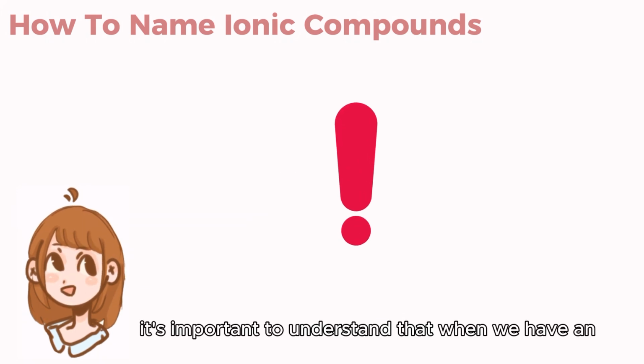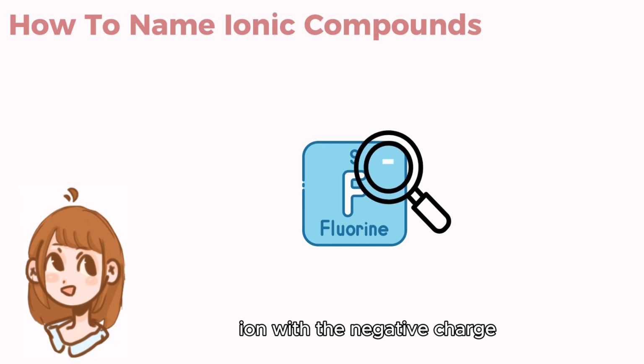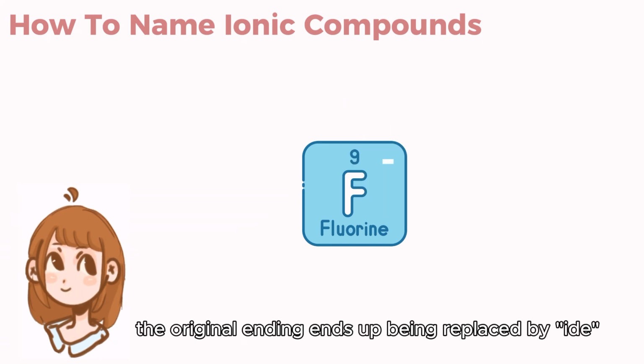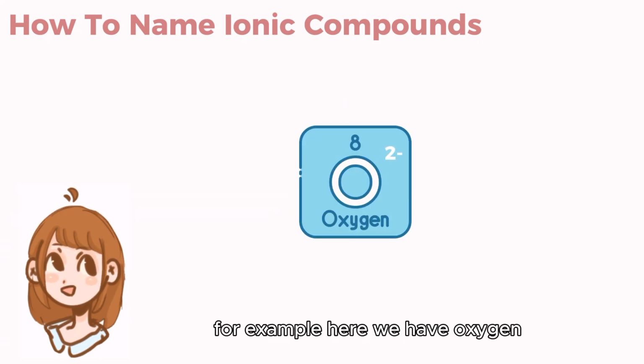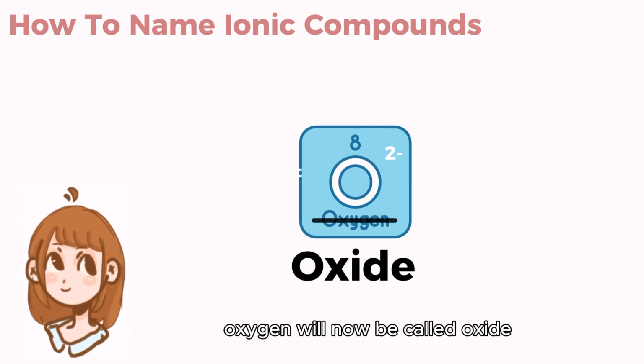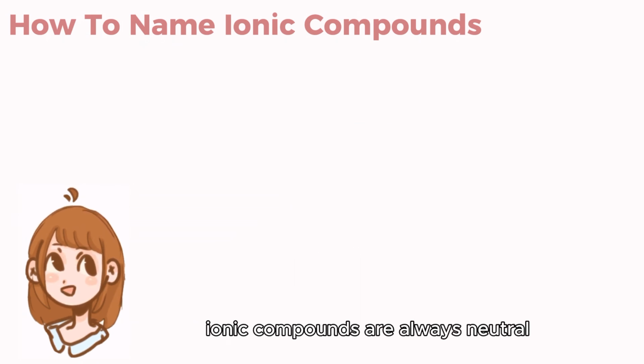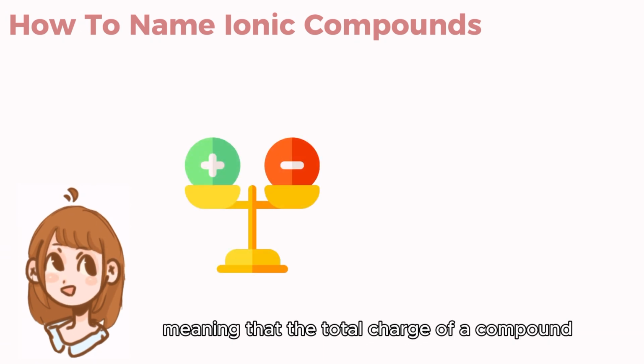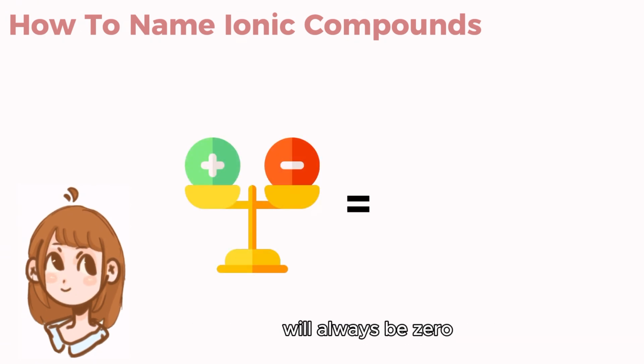For naming, it's important to understand that when we have an ion with a negative charge, the original ending ends up being replaced by "ide". For example, here we have oxygen, but because it has a negative charge, oxygen will now be called oxide. Ionic compounds are always neutral, meaning that the total charge of a compound will always be zero.